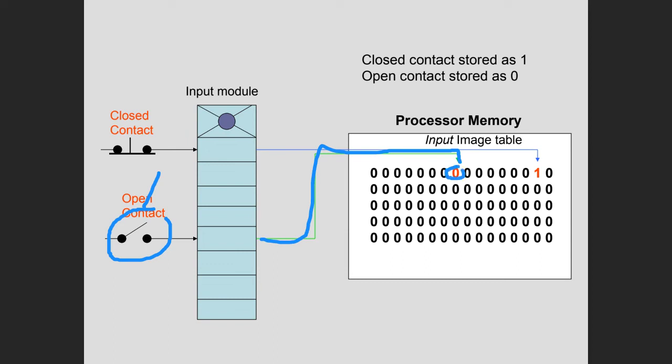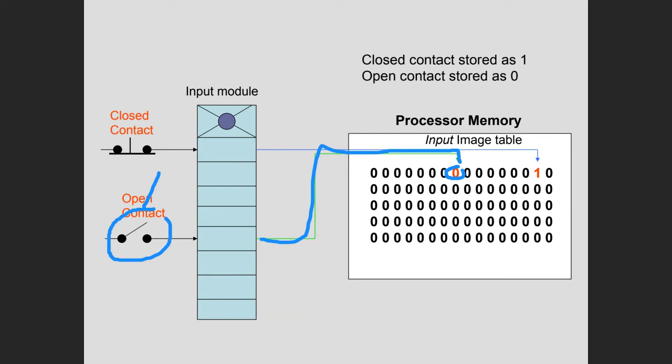So in software, we can tell if a button or switch is open or closed by looking at the presence or absence of a 0. But if it's a 1, we have an input that's closed. If it's a 0, we have an input that's open. And this is the way the PLC determines if whatever's connected to that terminal is open or closed. By looking at the image table, it can tell if a device is in one state or another.